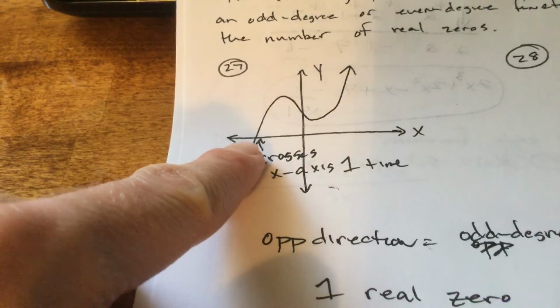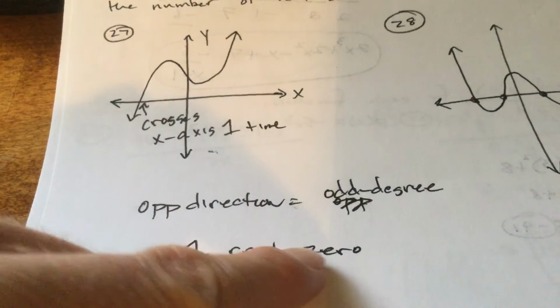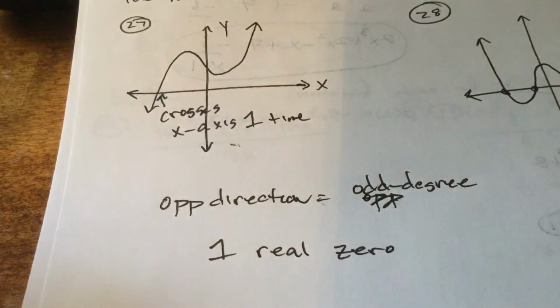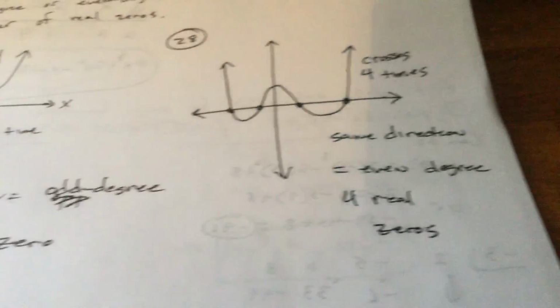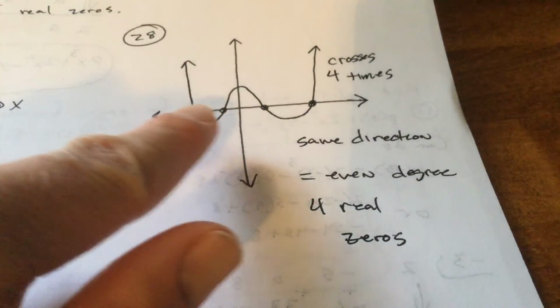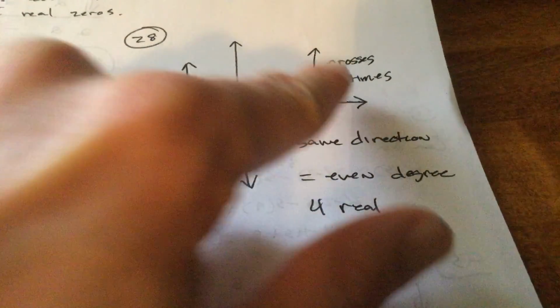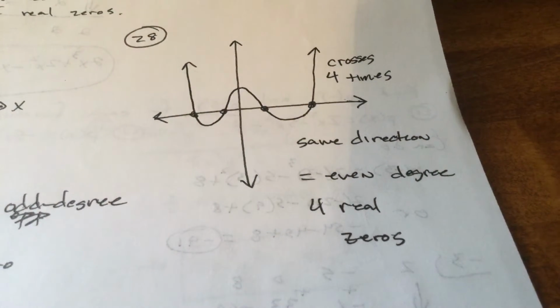Folks, it crosses the x-axis one time, so it has one real 0. Look at the end behavior. The end behavior is opposite. Opposite direction equals odd degree function. This crosses the x-axis 4 times, 4 real zeros. The end behavior, my arrows go in the same direction, so same direction equals even degree function.